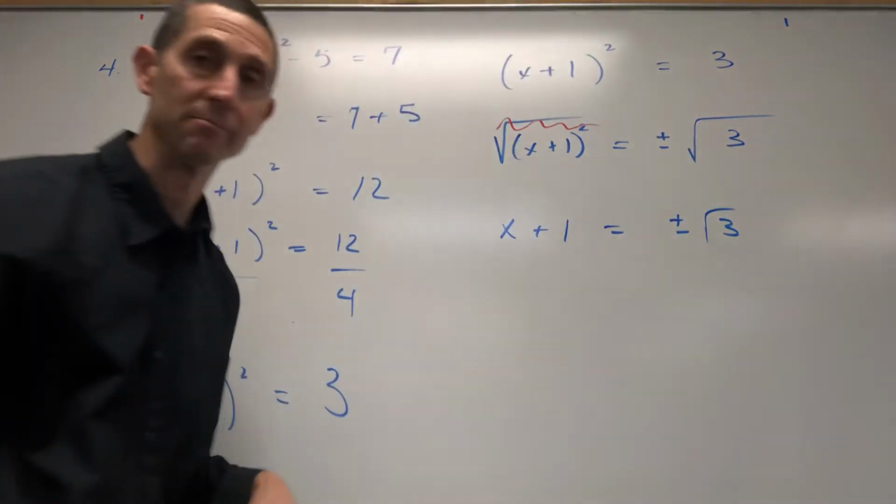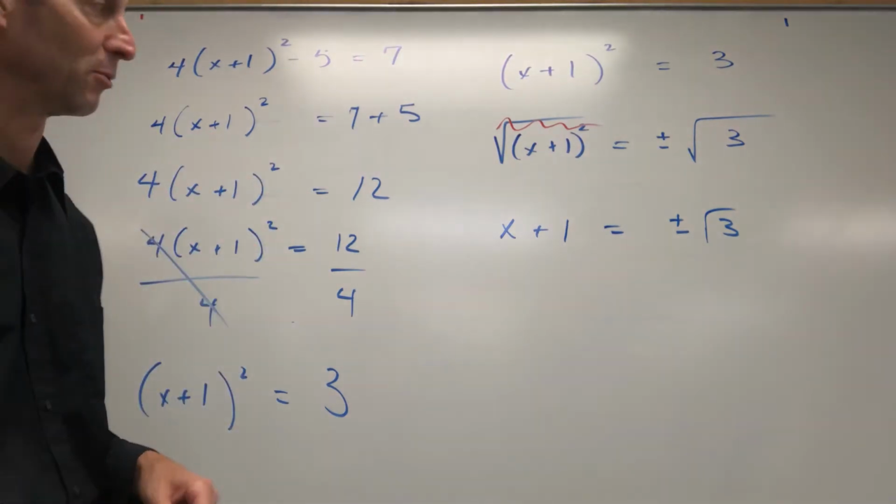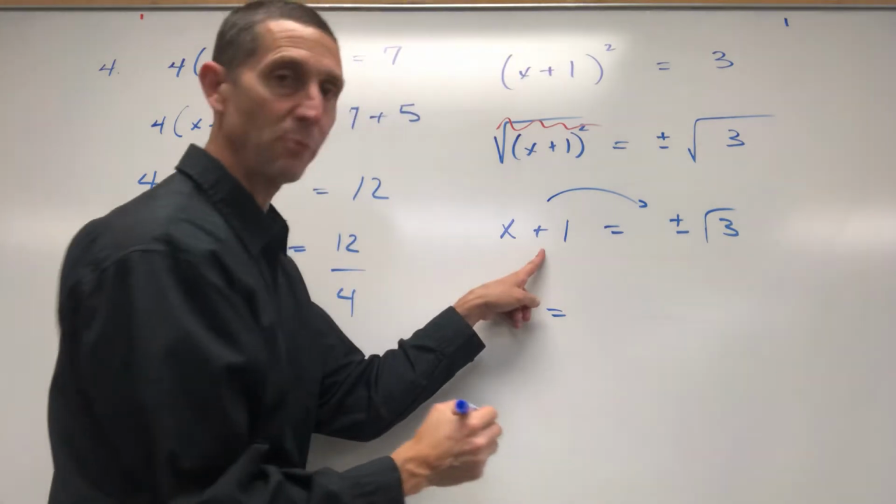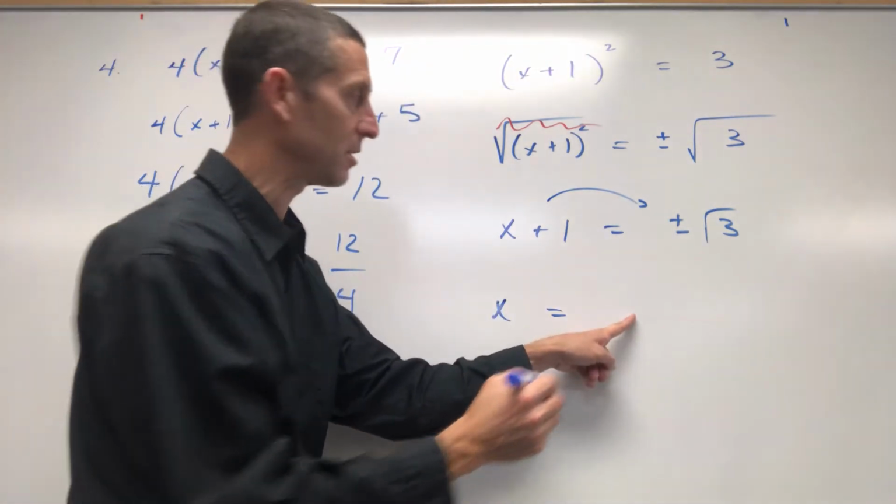Oh, we're almost done. I've got some good news, bad news coming up for you. Grab that 1, shoot it to the other side. Positive 1 on this side becomes negative 1 on the other side.